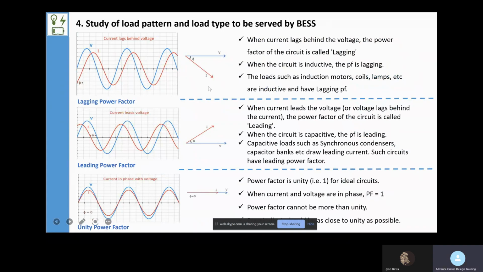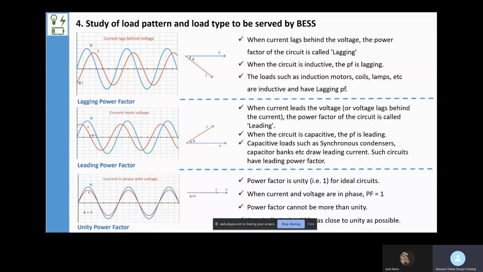Where the current leads, that is a leading power factor, and that is mostly in a capacitive circuit. When there is an inductive circuit, definitely there is a lagging power factor, which means voltage is going to lead. I'll give the example of ceiling fans. If you observe, there is a motor inside the ceiling fan. The motor has inductance, so that is a truly inductive load.